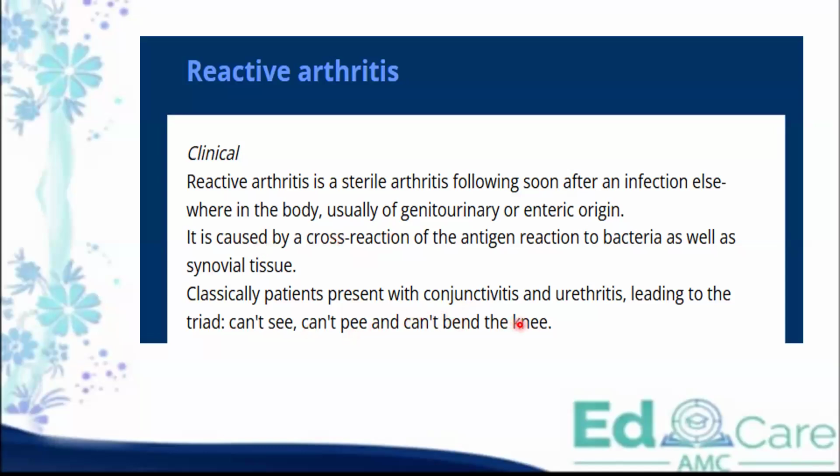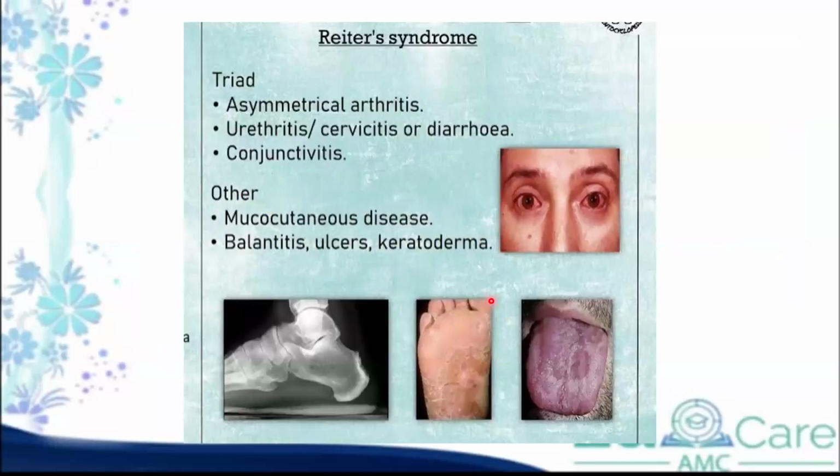Classically, patients will present with a triad. So for reactive arthritis, there's a triad. And the mnemonic to remember that is can't see, can't pee, can't bend the knee. Right? So can't bend the knee is the arthritis. Can't pee is you will have a dysuria or a urethritis, right? And then can't see is you'll have a conjunctivitis, right? So that is the triad.